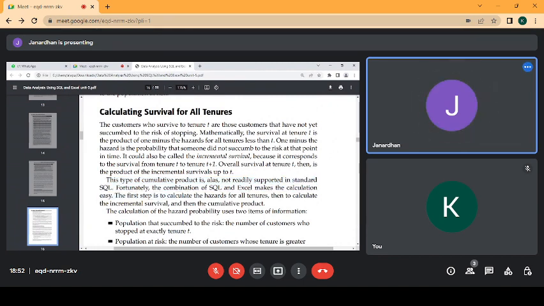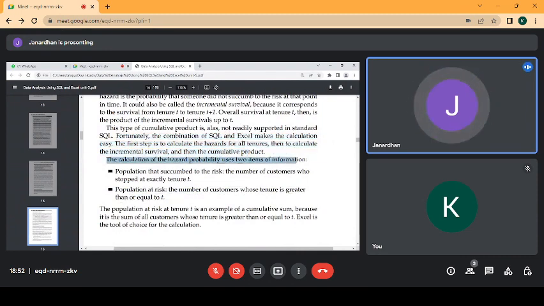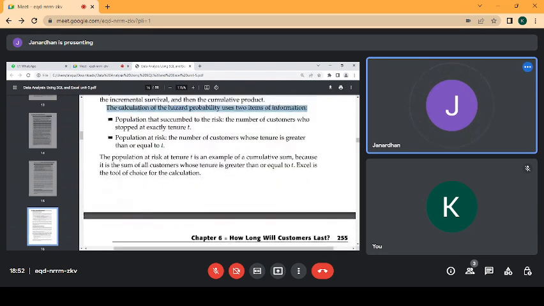Right, next. Fortunately, the combination of SQL and Excel makes the calculation easy. The first step is to calculate the hazards for all tenures, then to calculate the incremental survival, and then the cumulative product. The calculation of the hazard probability uses two items of information. First one, population that comes to the risk: the number of customers who stopped at exactly tenure T. Population at risk: the number of customers whose tenure is greater than or equal to T only.